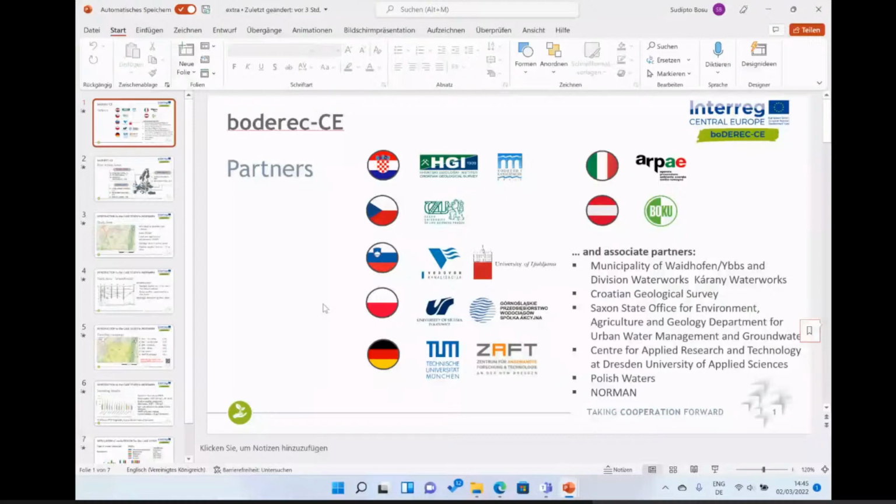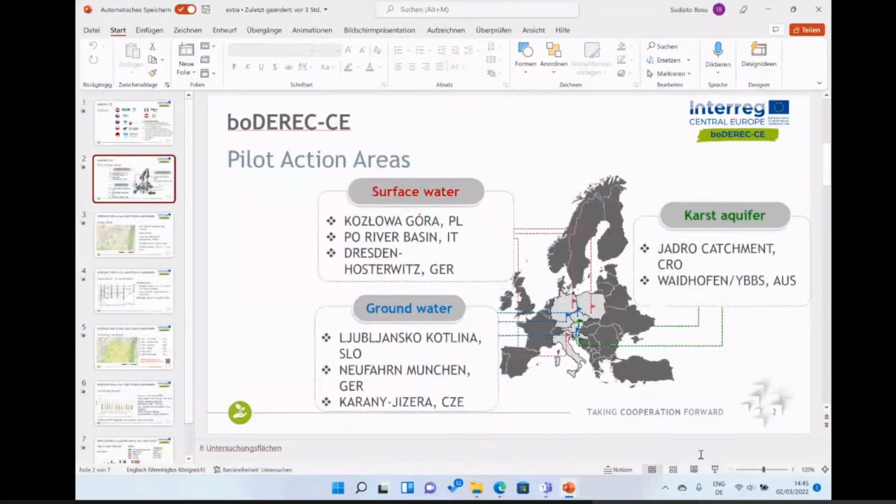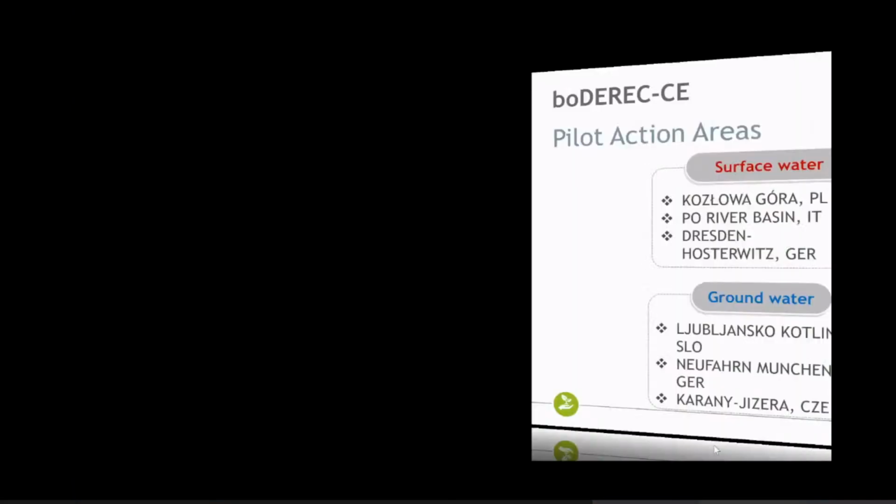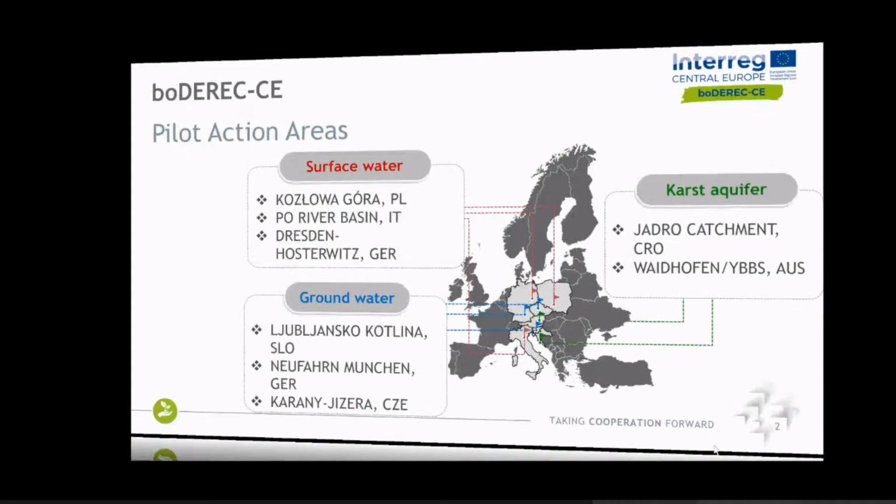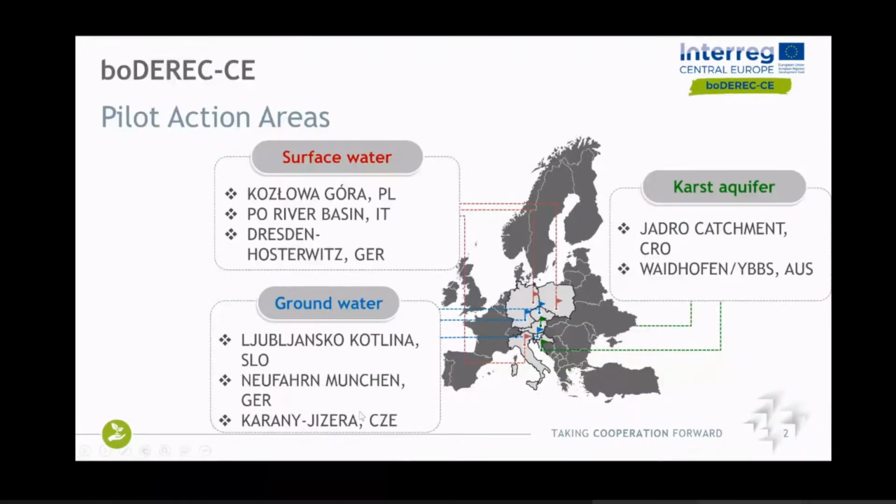These are the partner universities of the boDEREC project, like Joanna mentioned, and also these were the case studies where all those researches or sampling campaigns were done all over Central Europe. I would say 7 countries: Poland, Italy, Germany, Slovenia, Czech, Austria, Croatia, for 3 different types of water aquifers. That's why modePROCON also had 3 types of aquifers.